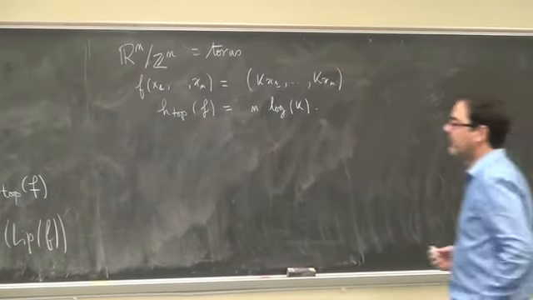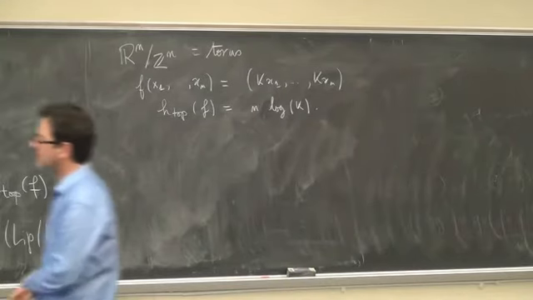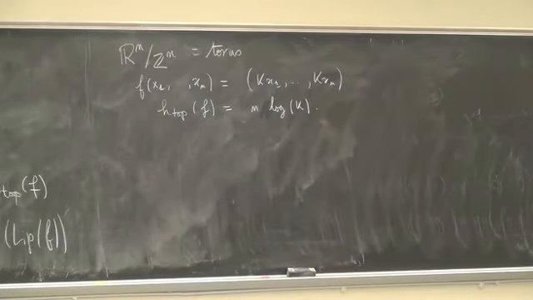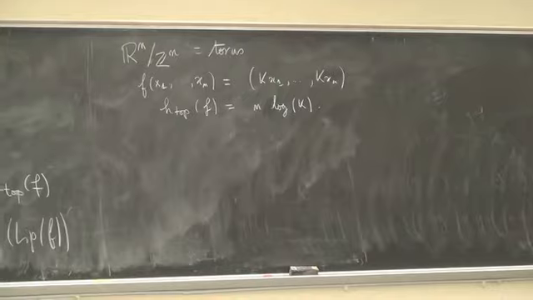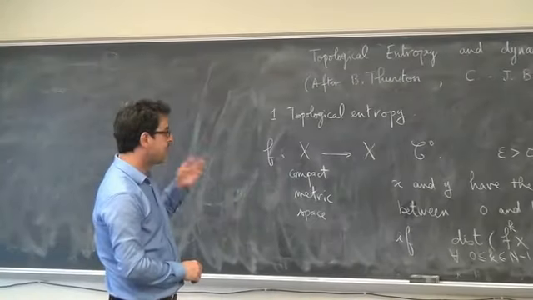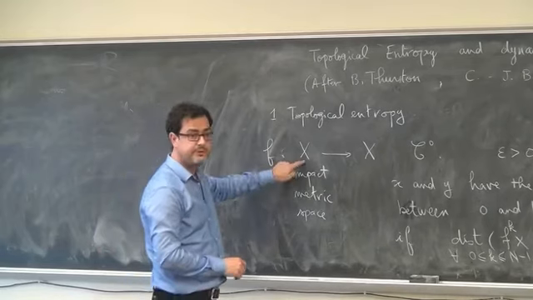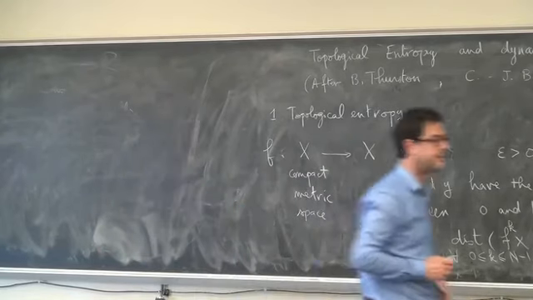Okay, so what I want to do now is describe a result of Kerston for entropy of continuous transformations of the interval. So X now will be just the unit interval.